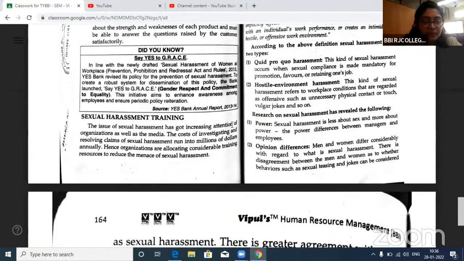Sexual harassment training is done specially for women. It is done for women to understand, if women are sexually harassed at the workplace, how they should report and whom they should report these problems to. Okay.